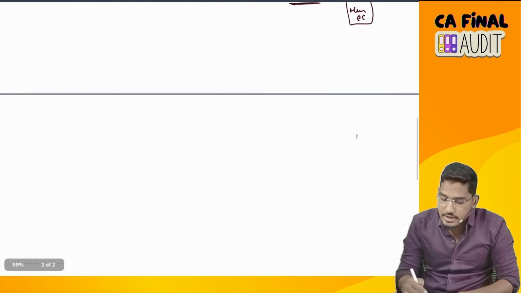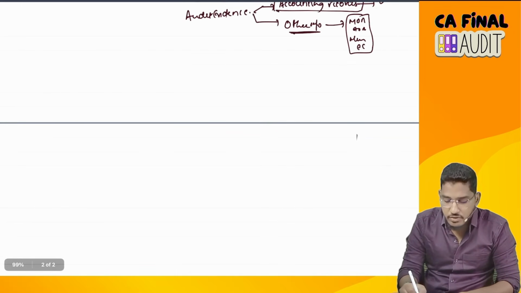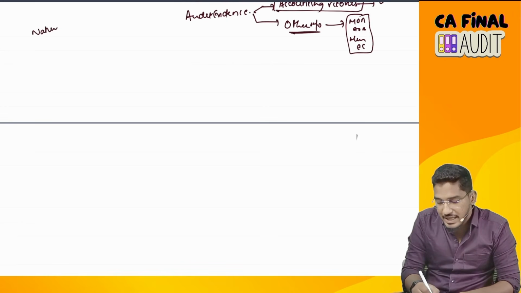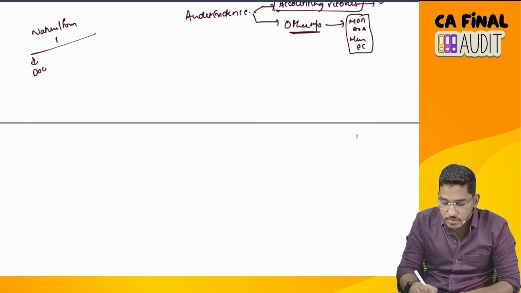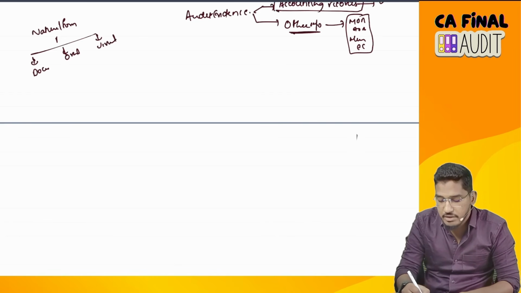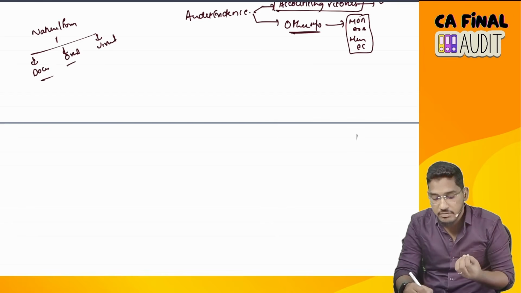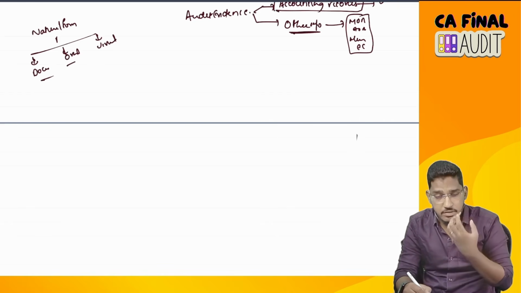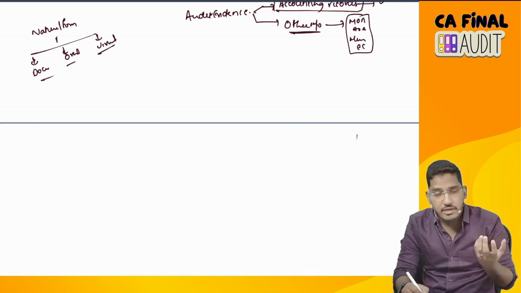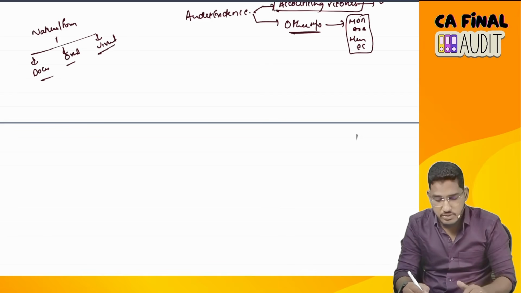Okay. Then, there are different types of audit evidence also. Depending on nature or form, we can divide the audit evidence into three categories: one is documentary, another is oral, another is visual. The names themselves say it: if you get it in a written format, it is documentary; if you get it in a spoken format, it is oral; and if you get it by looking at something, that will be visual evidence.